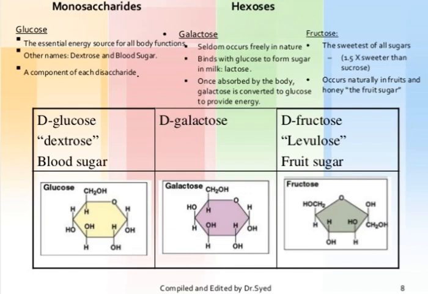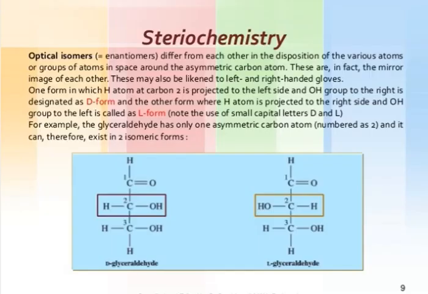D-glucose means dextrose, dextrorotatory glucose. Optical isomerism: isomers differ from each other in the arrangement of various atoms or groups of atoms in space around the asymmetric carbon atom. What do you mean by asymmetric carbon atom? An asymmetric carbon atom is a carbon atom which is attached to four different groups. The four different groups include H, OH, CHO and CH2OH. There are four different groups.